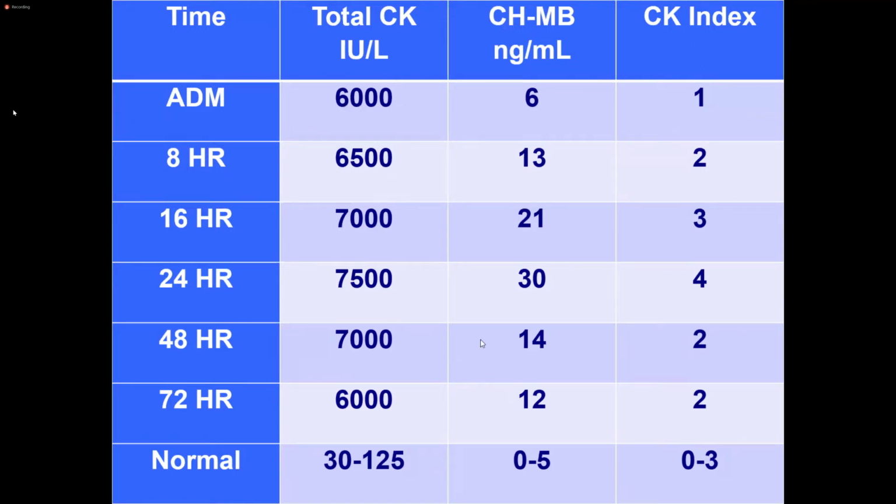Now this graph is about a patient not with myocardial infarction, a patient that has been taking alcohol, and this patient developed acidosis, developed dark urine, dilation of the pupils. And as you see, the CK index is never more than 4. So this goes with rhabdomyolysis, and as we know, alcohol is a major cause for rhabdomyolysis.